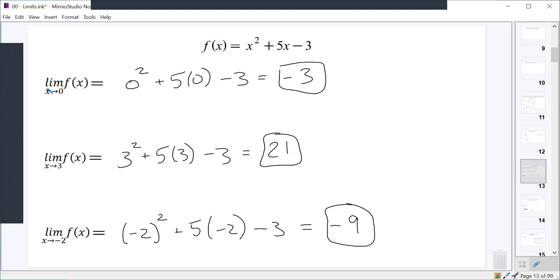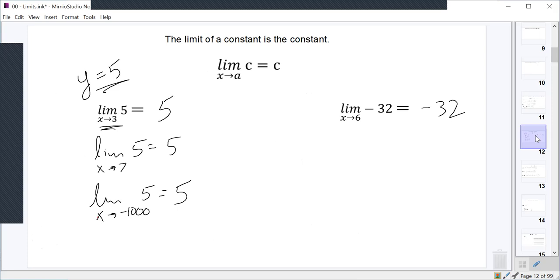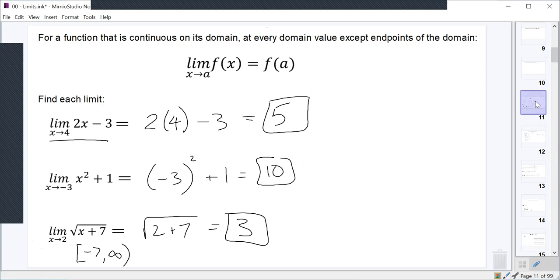The two important things to remember are that the limit of a constant is the constant, and that if a function is continuous on its domain, then at any domain value, the limit as we approach that a value is just the function evaluated at a.